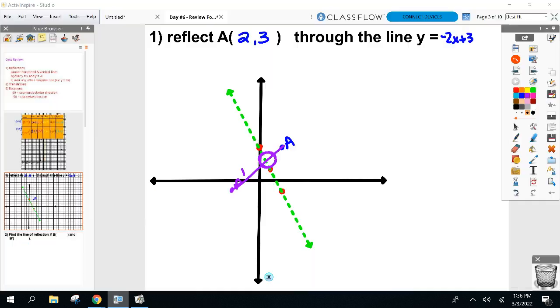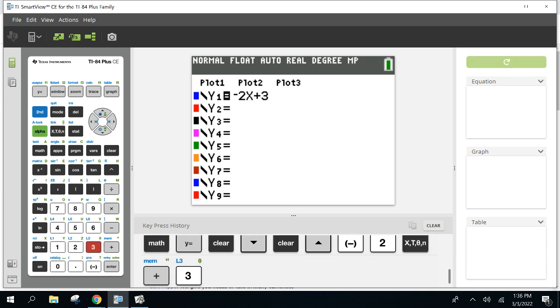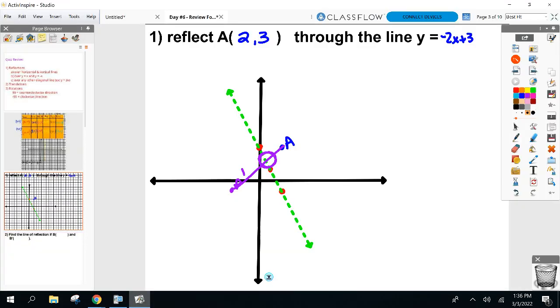So negative 2x plus 3, negative 2x plus 3 going into Y1. All right, what am I going to type into Y2? I don't know yet. I've got to find it: whatever the equation of AA prime is, which is what you're going to work with me on right now.